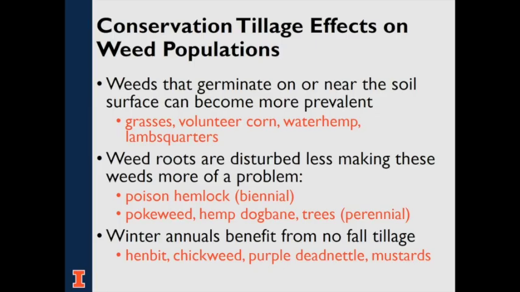You may see an increase in grasses, volunteer corn, and small-seeded broadleaves, including waterhemp and lamb's quarters. You may see a decrease in larger, deeper germinating summer annuals. Weed roots are disturbed less, making biennial and perennial weeds more of a problem. And finally, winter annuals benefit from no fall tillage as there is little disturbance.